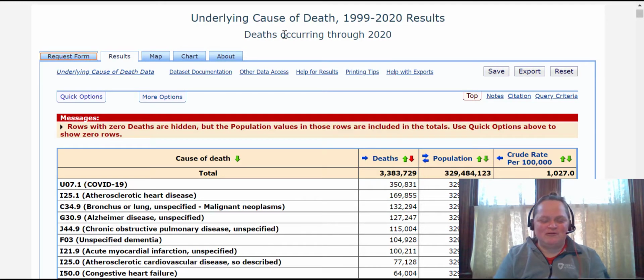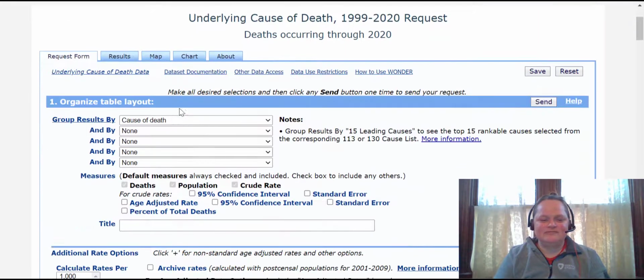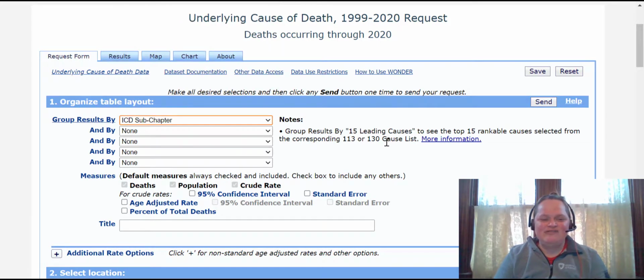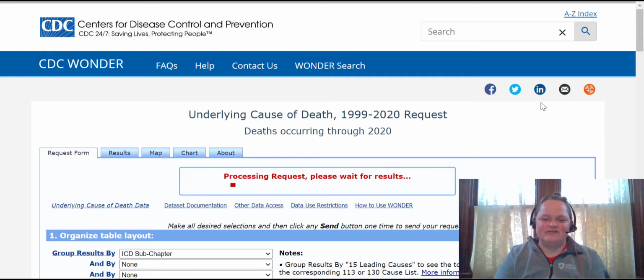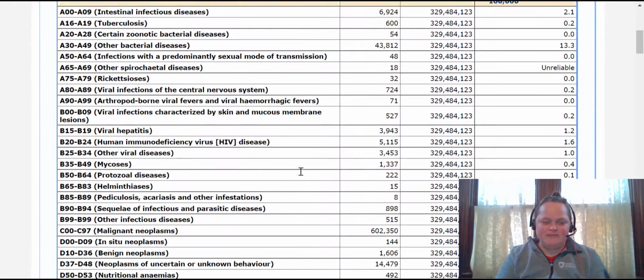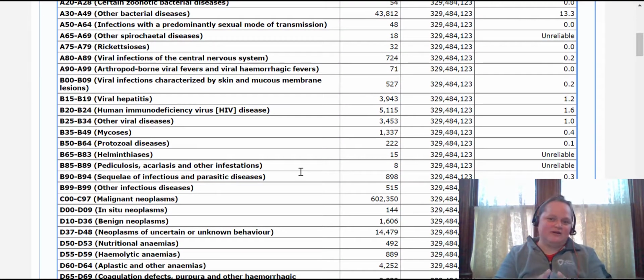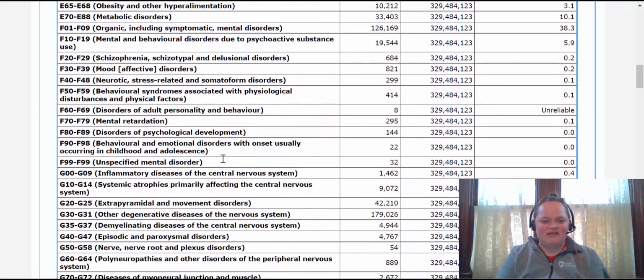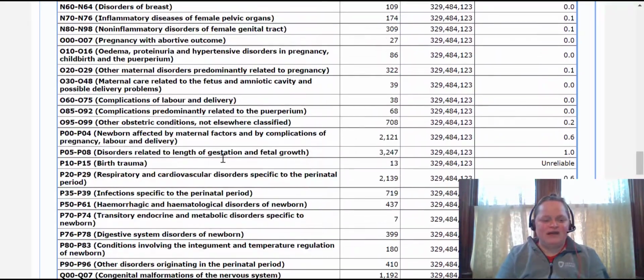So let's go back to our request form. Okay, cause of death is the most detailed. So let's try ICD subchapter. Okay, I'm going to send it and see what we get. And so now we get kind of a bigger grouping of those. You get a letter and then numbers. Okay, and so now you can kind of see how they're grouped.